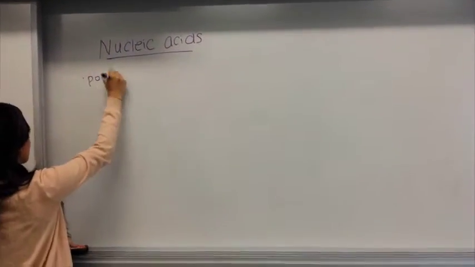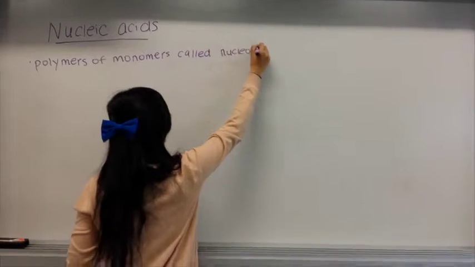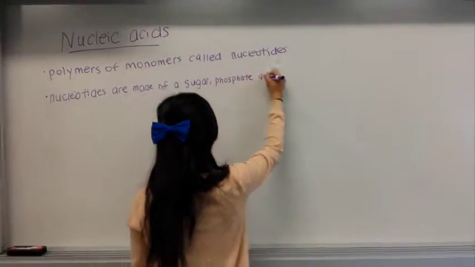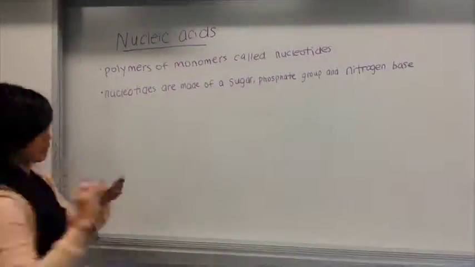Nucleic acids are molecules which code the genetic information of organisms. They are the polymers of monomers called nucleotides. Nucleotides consist of a sugar, phosphate group, and a nitrogen base.